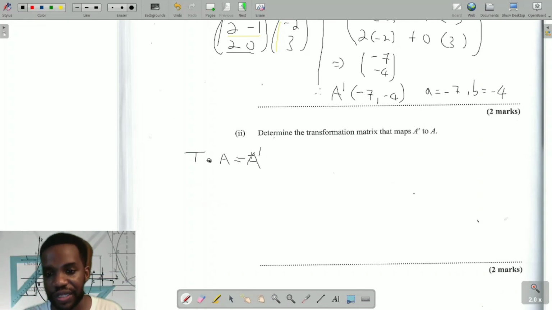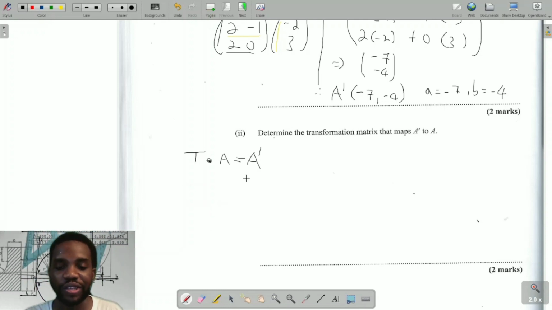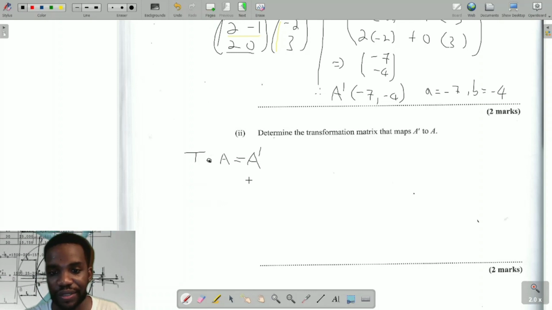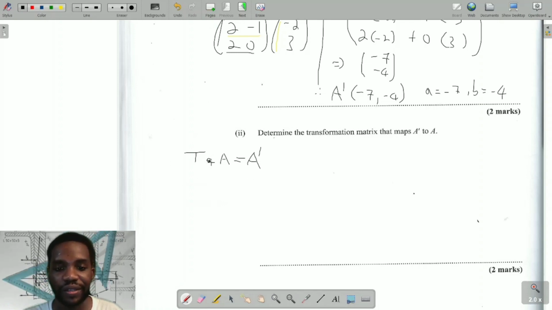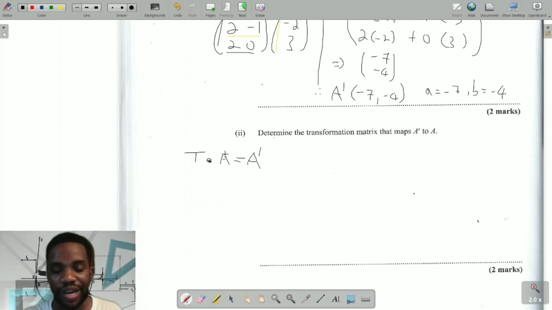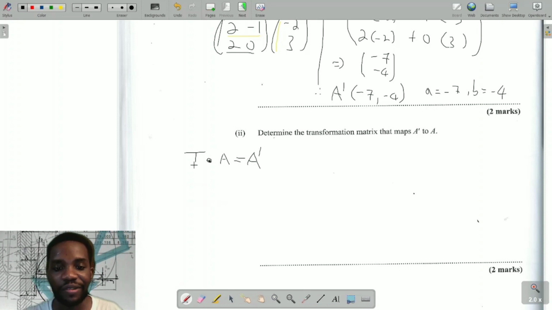How can I reverse this? And once you talk about reverse and you talk about matrix, you're talking about the inverse matrix. So what it means is, how do I get rid of this t here and get A here? Because A is what I want. What do I do to A prime to get A? I need to get rid of this t.